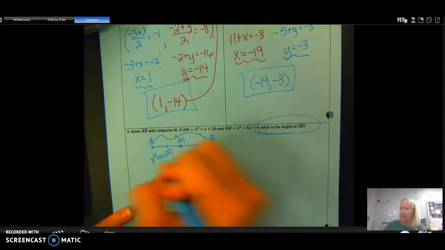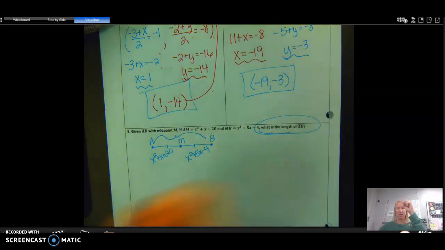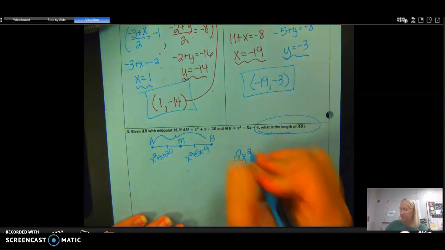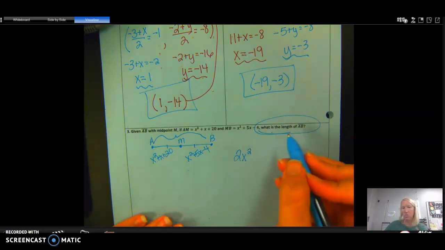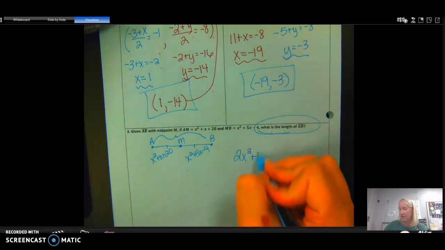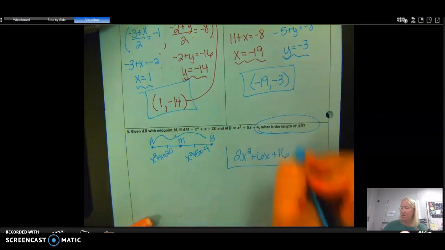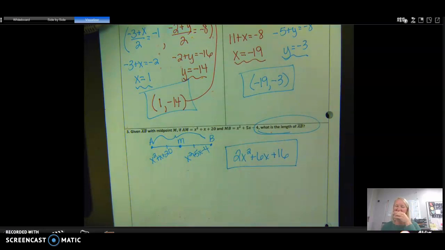So I'm going to add x squared plus x squared. If I have this x squared and I add another x squared together, I have how many x squared? I have 2. So 2x squared. I have an x and a 5x, so 1x plus 5x gives me 6x. And then 20 minus 4 gives me plus 16. And that is the length. We don't know what it's equal to, so you cannot solve for x, so that is your actual length of A to B. Let me just make sure.